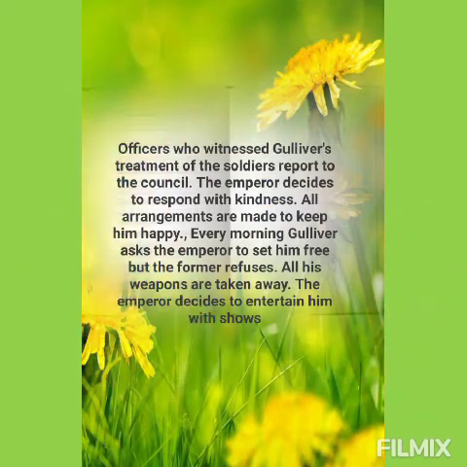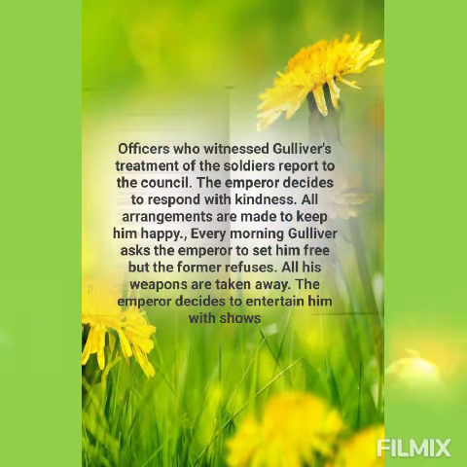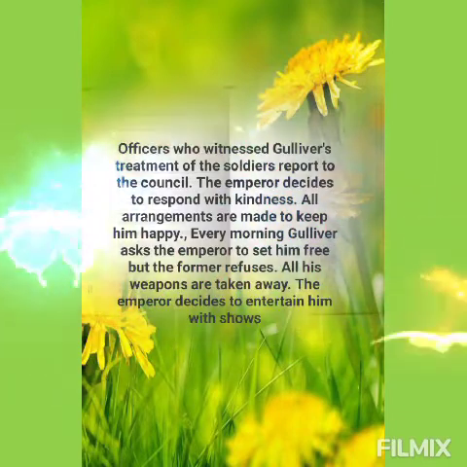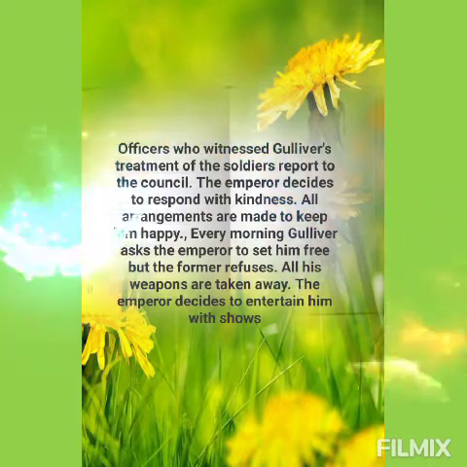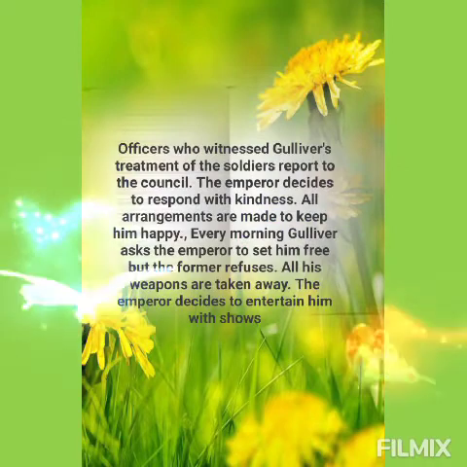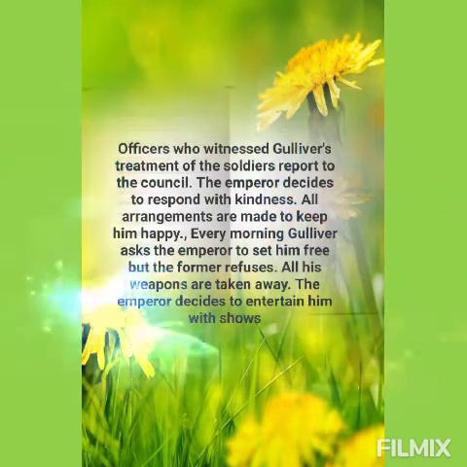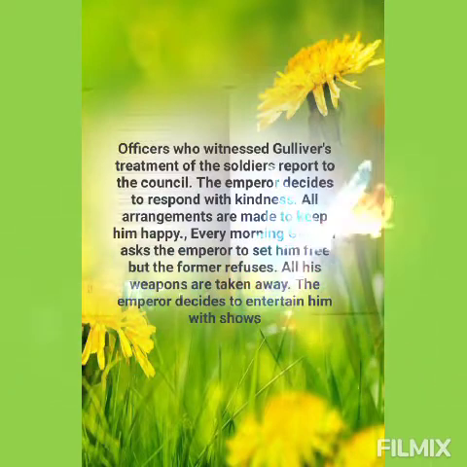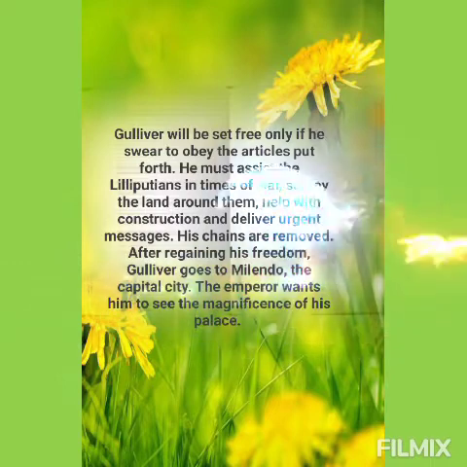Officers who witnessed Gulliver's treatment of the soldiers report to the council. The emperor decides to respond with kindness. All arrangements are made to keep him happy. Every morning, Gulliver asks the emperor to set him free, but the emperor refuses. All his weapons are taken away. The emperor decides to entertain him with shows. He is happy, but only for a short time. Anyway, he wants to return.